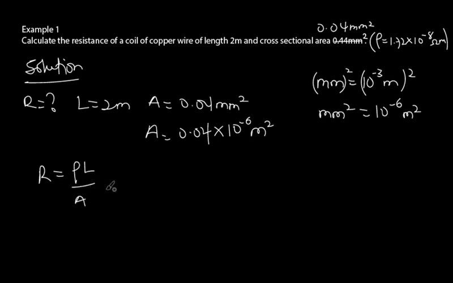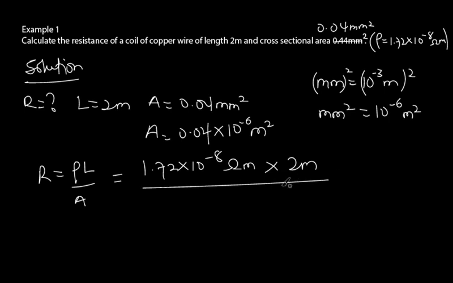The cross sectional area. So our resistance will be equal to what? The product of the resistivity, which we have over here, 1.72 times 10 raised to the power minus 8 ohm meters, times the length. The length is what? 2 meters, all divided by what? The cross sectional area, which is 0.04 times 10 raised to the power minus 6 meters square.